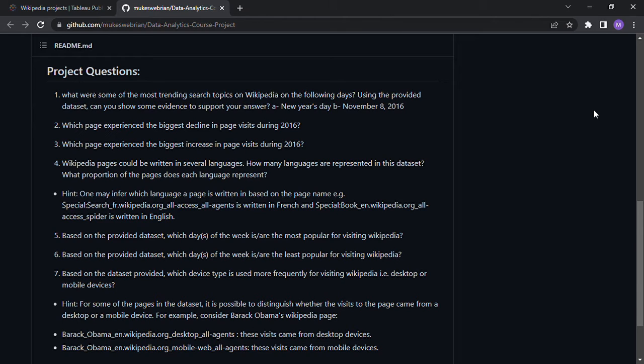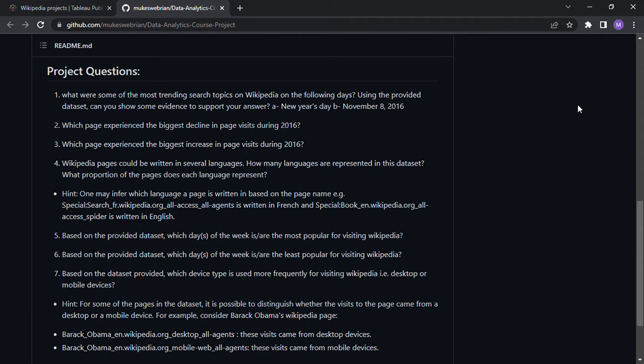And for question 5, I'm supposed to find the most popular days of the week to visit Wikipedia. With this, I need to group my dates to the days of the week, that's Monday to Sunday, so that I can find which days of the week people really visit Wikipedia. And question 7, I'm supposed to find the device type that was frequently used when visiting Wikipedia. That's either a desktop or a mobile phone.